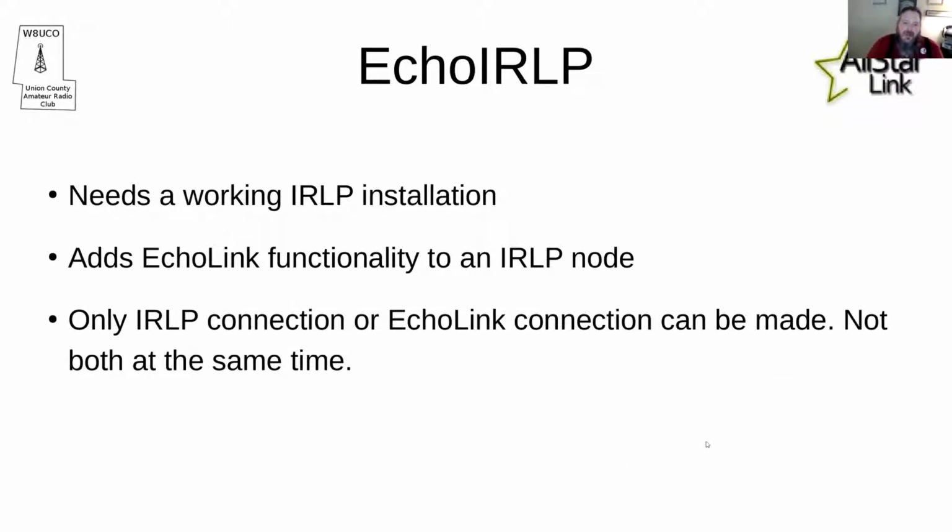And there's Echo IRLP. Echo IRLP requires a working IRLP installation, and it adds Echolink functionality to an IRLP node or repeater. With Echo IRLP, you can only have an IRLP connection or an Echolink connection. You can't have both an IRLP and Echolink connection at the same time.